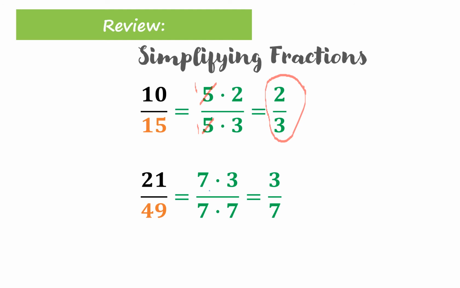Another example, 21 and 49. So, again, binigay ko na rin dyan yung factors ng 21, which is 7 and 3, and factors ng 49, which is 7 and 7. Okay, so second step, to divide out or cancel. 7 divided by 7 is 1. So 1 times 3 is 3, and 1 times 7 is 7. So the simplified form of 21 over 49 is 3 over 7.